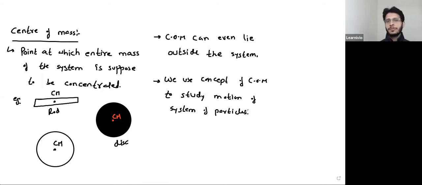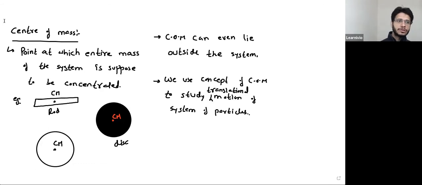So if you have a system having n particles, then its motion can be studied using this concept of center of mass. Which type of motion? Translational motion. Straight line motion. So the concept of center of mass doesn't help in rotation. It only helps in translational motion.